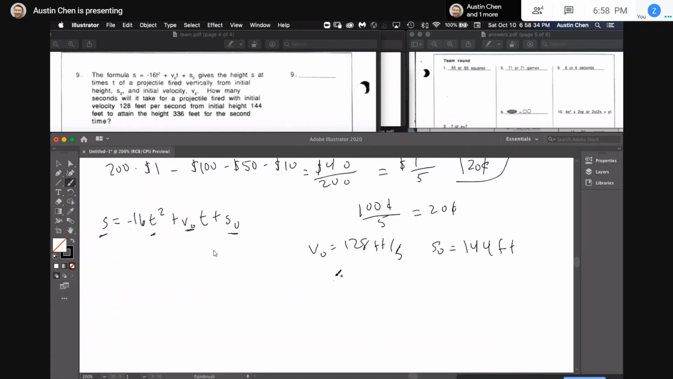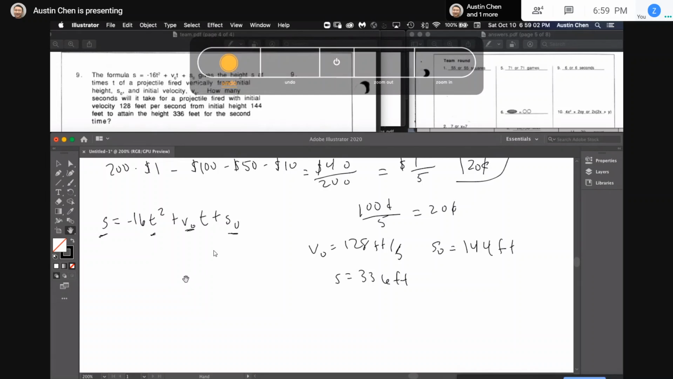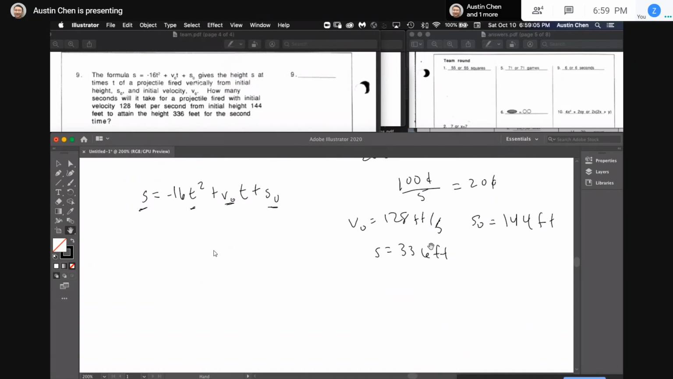And we want to find the second time that they attain 336 feet. So basically, if we plug these numbers in, we're going to have a quadratic equation for t, right? So we're going to have two solutions for t, and we just want the second solution for t, because it says it wants it for the second time. So we should just plug these numbers in, right? And I'm not going to count units because they're all the same units. So let's just plug it in.